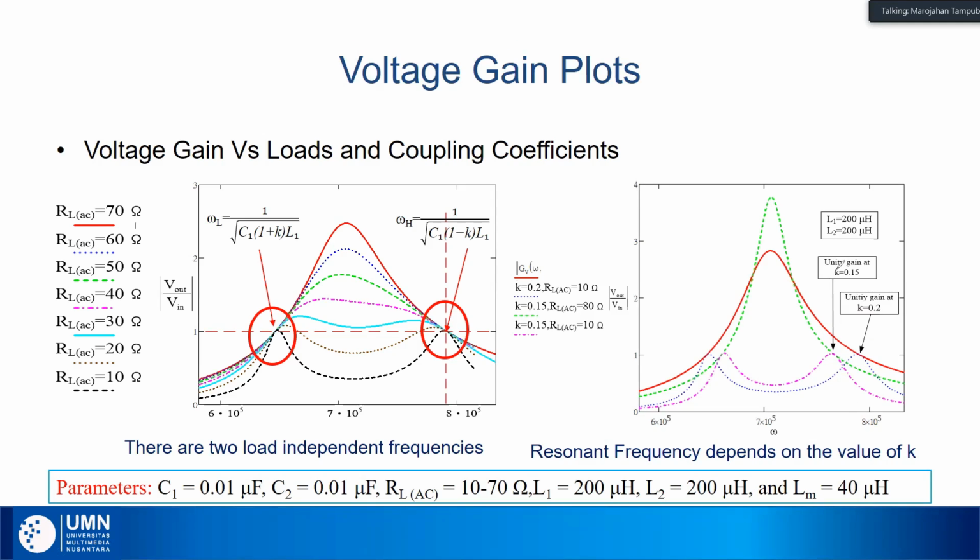Yeah, I think this is a coefficient K. As we can see here, when we have different coupling coefficients, like from 0.15 to 0.2, this point here, I mean the independent frequencies, is moving. Like here we have it at this point, but if we have K equal to 0.2, we have it at this point. So it really depends on the coupling coefficient of our coupler. Okay.